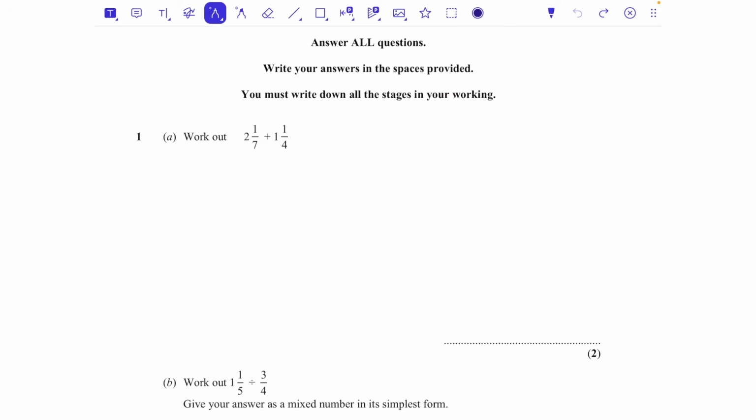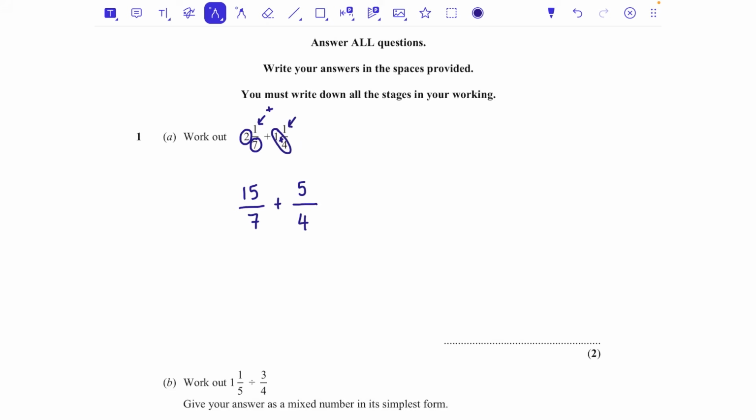Question number 19. 2 and a 7th, we're going to multiply the big number here by the denominator. So 2 times 7 is 14, and then add on the extra 1. So 2 times 7 is 14, add the 1 is 15 sevenths. So that's the first thing we're going to do. And then same here, multiplying 1 times 4 is 4, add the extra 1 is 5. So we've got 5 quarters coming from that fraction. So 15/7 add 5 quarters.